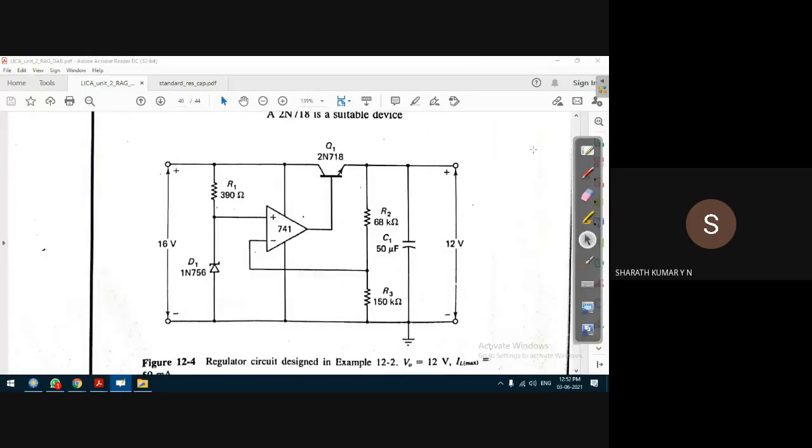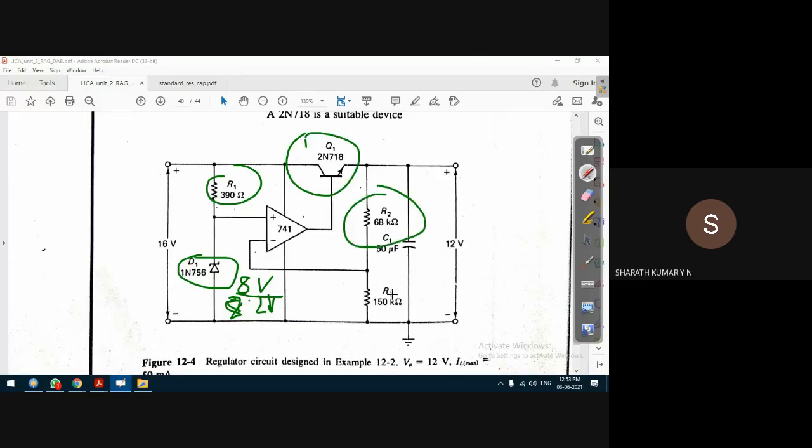So we have calculated the value of R1. We have selected the Zener diode for a requirement of 8 volts. This D1 has a reverse voltage of 8.2 volts. If something less than this, we cannot achieve 8 volts. So it should be more than 8 volts, so that it can give at least 8 volts. Series pass transistor selection, R2 design, R3 design using the value of I2 as 50 microamperes, selection of C1, and the output voltage is maintained at 12 volts.